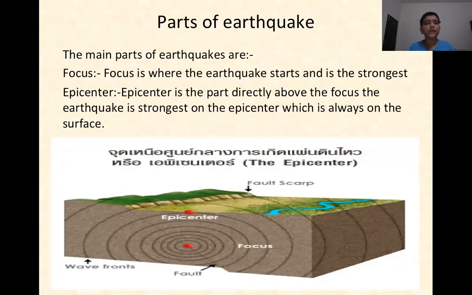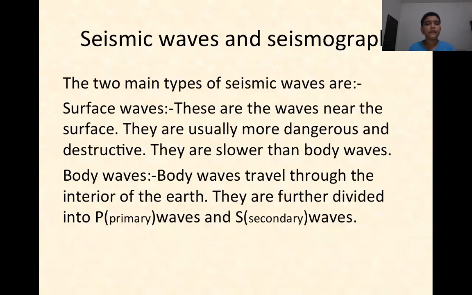Parts of an earthquake. The main parts of an earthquake are the focus, the epicenter, and the seismic wave. The focus is where the earthquake starts and is the strongest. Epicenter is the part directly above the focus on the surface. The earthquake is strongest on the epicenter, which is always on the surface. The seismic wave is the wave which is caused by the earthquake.